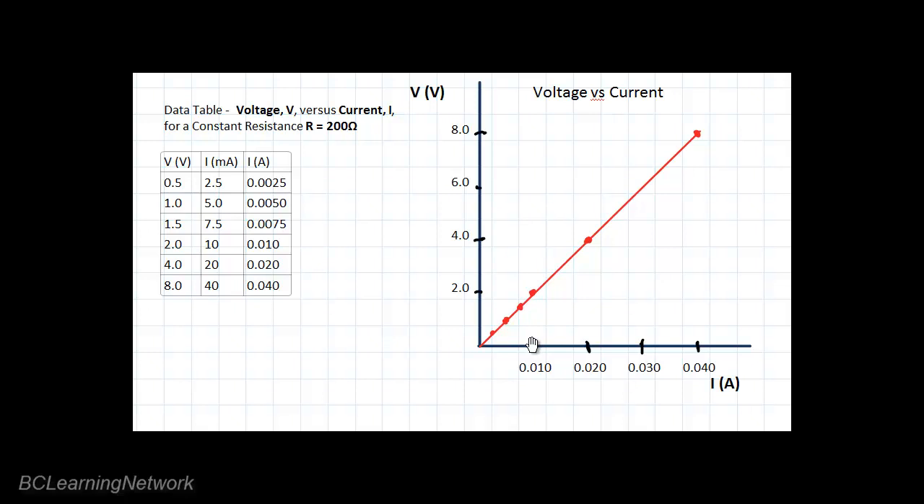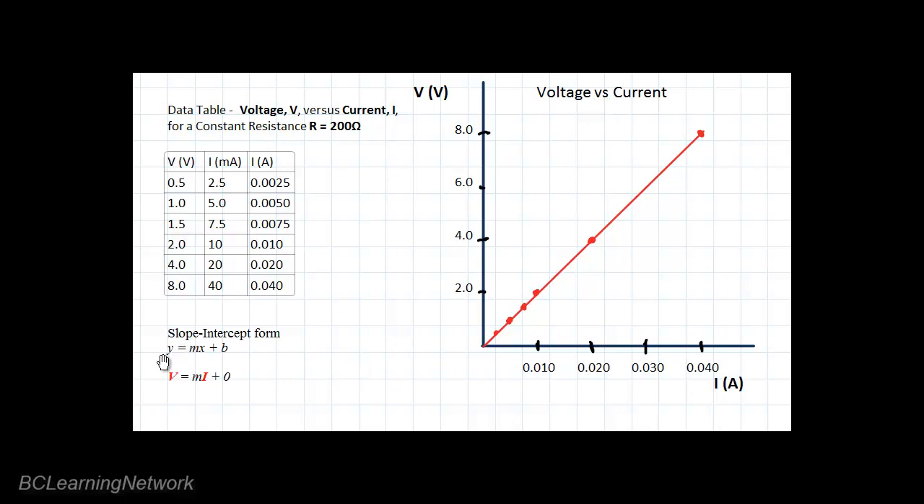We know in mathematics the equation of any line is given by y is mx plus b. Any straight line, which is what this is, can be written in slope-intercept form. y is slope times x plus the y-intercept, which is b. So let's write that down. So I've written down my slope-intercept form, y is mx plus b, where m is the slope and b is the y-intercept.